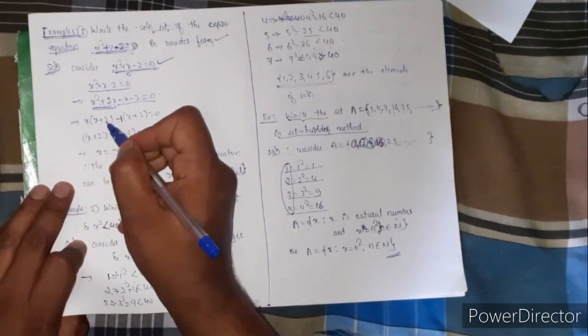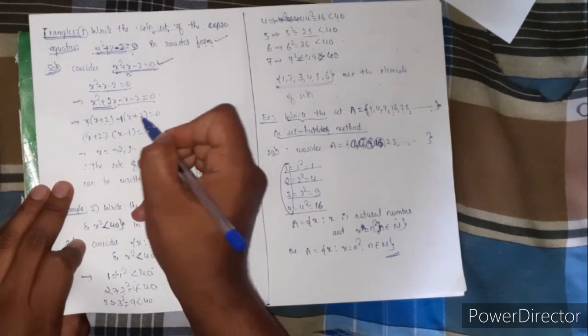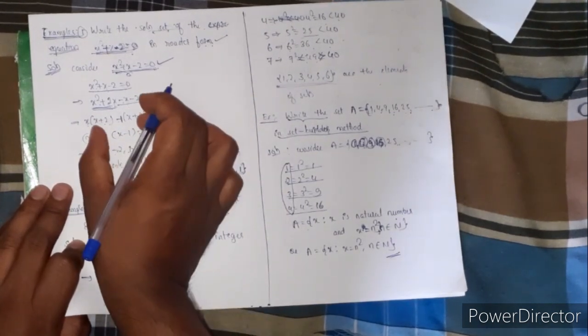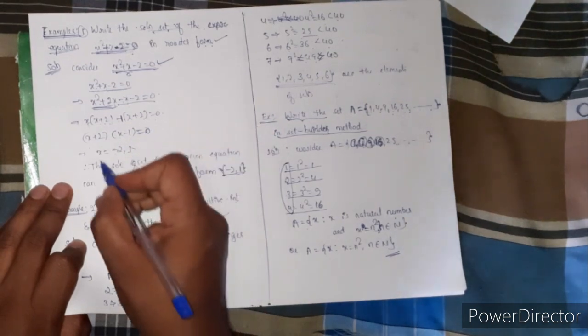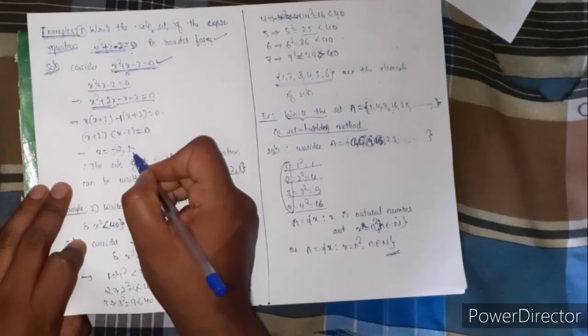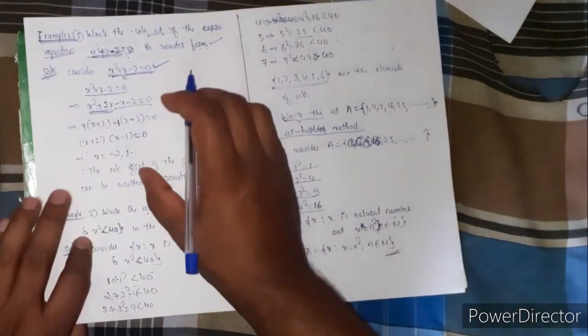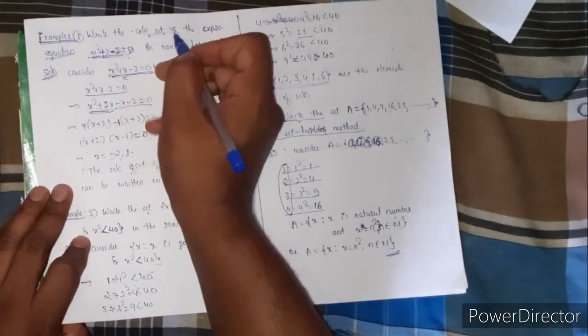So x into x plus 2 minus 1 into x plus 2. Here both have x plus 2 common, and again x minus 1. So its roots are x equal to minus 2, one root, and x equal to 1, another root. They asked the solution set.